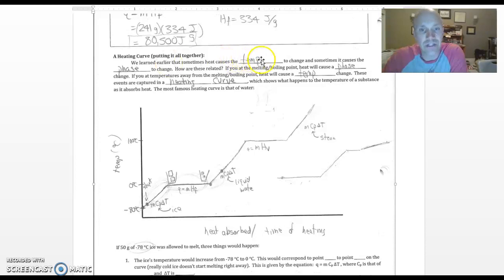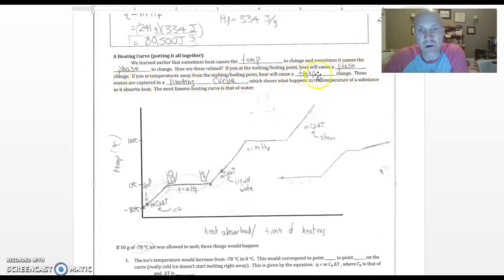It can either change its temperature without a phase change, or it can change its phase without a temperature change. All right, so how are these related? If you are near or at the melting or boiling point, say for instance you're at 0 degrees and you're a piece of ice and you absorb some heat, your phase is going to change. You're going to melt. But if you're not near the melting or boiling point and you absorb some heat, your temperature is going to change.